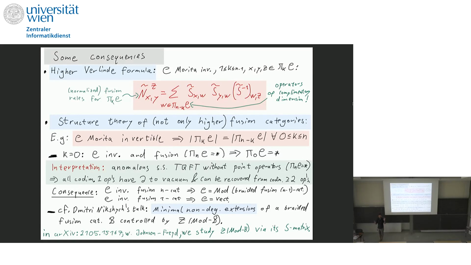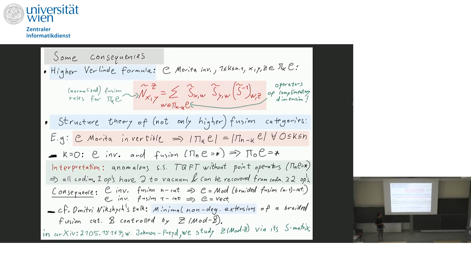And another comment for those of you who've been to Dimitri's talk last week, if not, you can completely ignore this. Things like the Drinfeld center of the categories of modules of a braided fusion category control things that are called minimal non-degenerate extensions of braided fusion categories. And this is a modular fusion 2 category. This is a non-degenerate braided fusion 2 category. It's a Drinfeld center. It's a double.